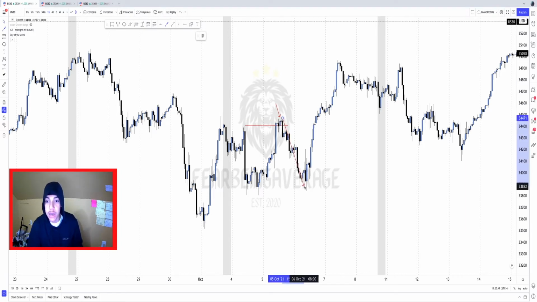You can see price had a reversal coming all the way back down, making equal lows down here, before then again at this 12 o'clock having another reversal. I'm going to show you one more example of this happening.